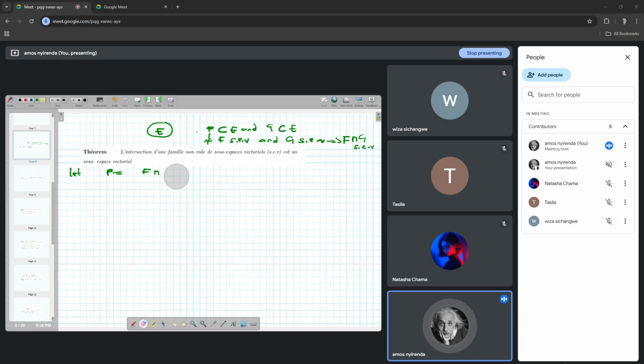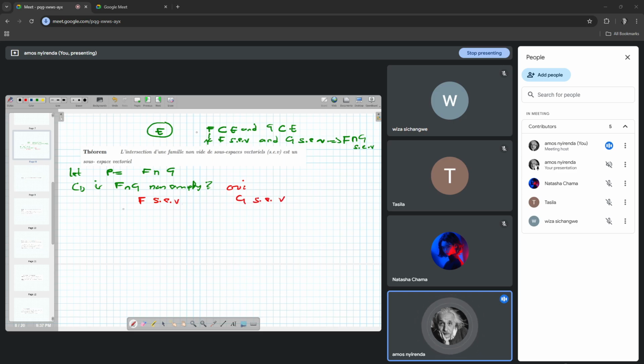Now we know that F is a sous-espace vectoriel and G is a sous-espace vectoriel. The first thing that we're supposed to check is the first condition. The first condition is: is F intersection G non-empty? Well, the answer here is a quick yes. Why is it a quick yes? C'est très facile. Look, F is already a sous-espace vectoriel, and we also know that G is a sous-espace vectoriel.